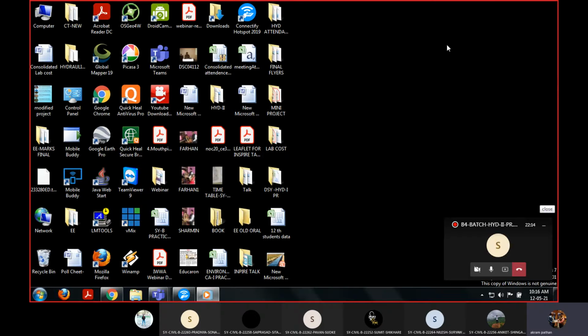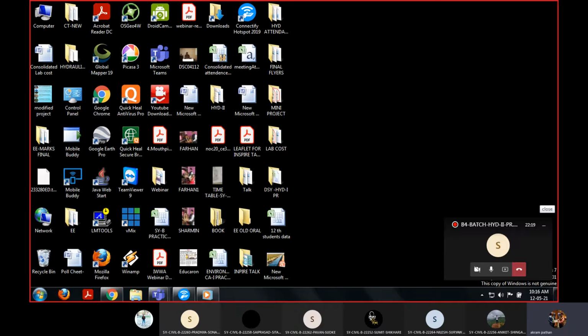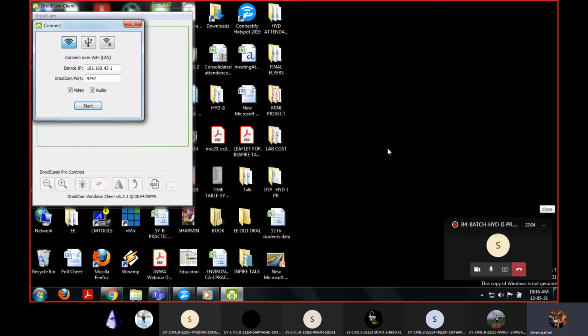So I am going to start the Droid Cam. It requires 1 minute. Okay. So I am going to start the Droid Cam here.